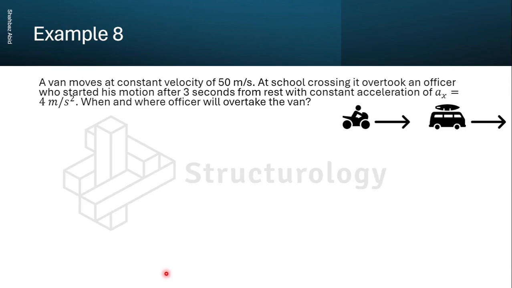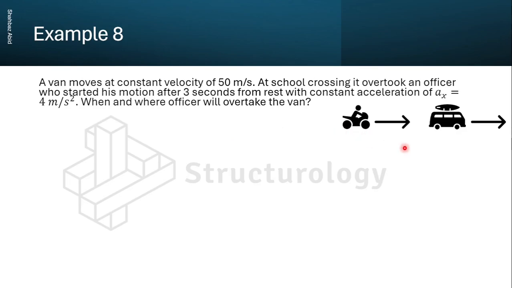Let's solve example 8. A van moves at constant velocity of 50 meters per second. At a school crossing, it overtook an officer who started his motion after 3 seconds from rest with constant acceleration of a sub x equals 4 meters per second squared. When and where will the officer overtake the van? When means time and where means position.